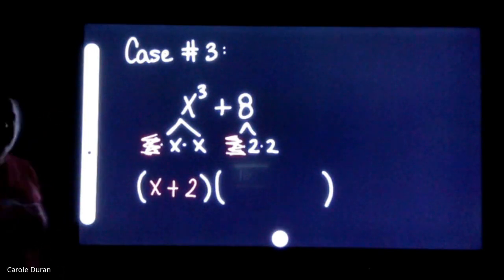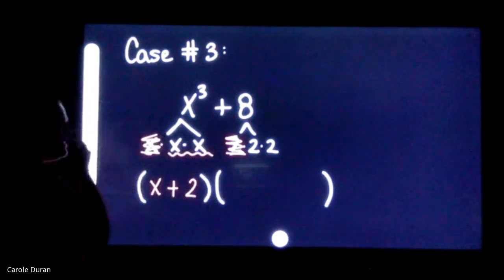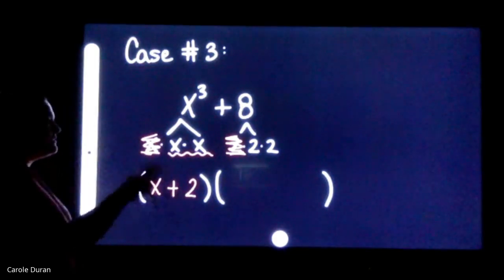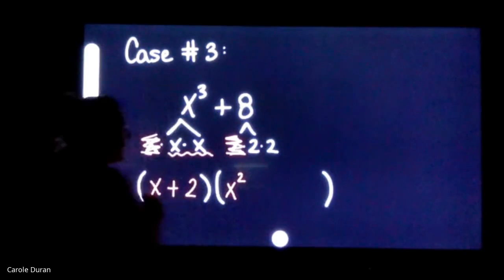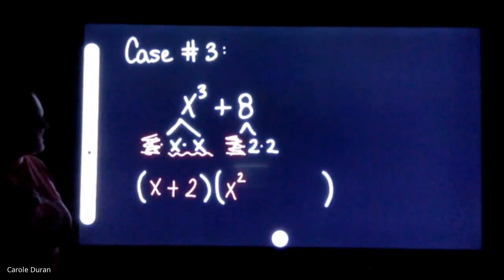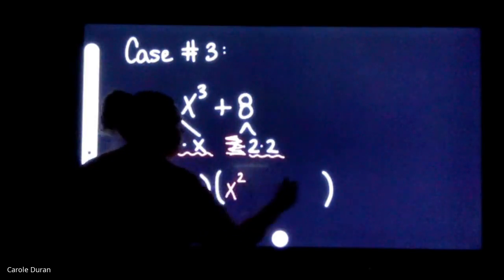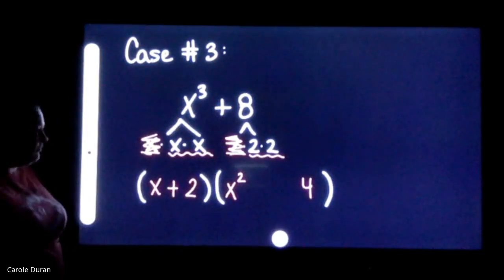Then I move to my trinomial factor. I'm going to take the roots that are left and I'm going to put them together for that second factor. So x times x multiplies together to get x squared, which forms the first term in that trinomial. And then 2 times 2 multiplies together to get 4, which is the third term in that trinomial.